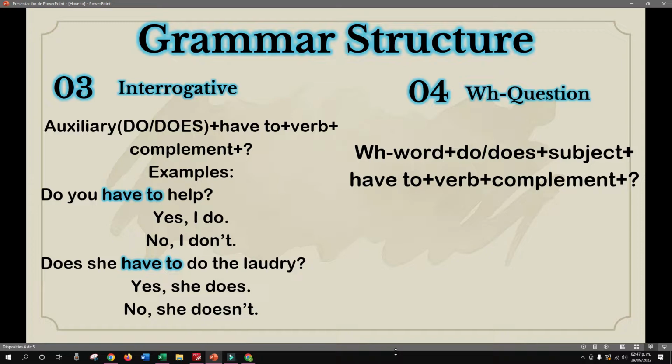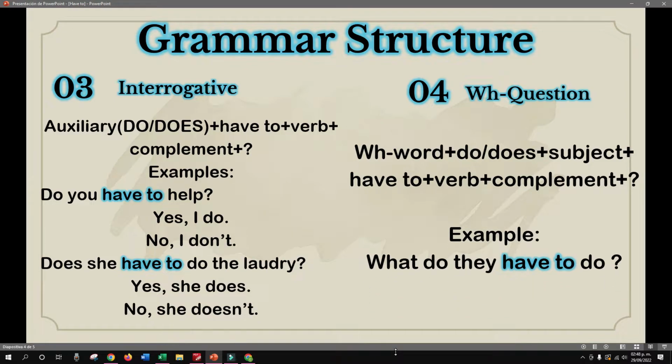WH word, do, subject, have to, the verb, and the complement. Yes? Example. What do they have to do? First, WH word, the auxiliary, the subject, have to, and the verb. They have to do the dishes.